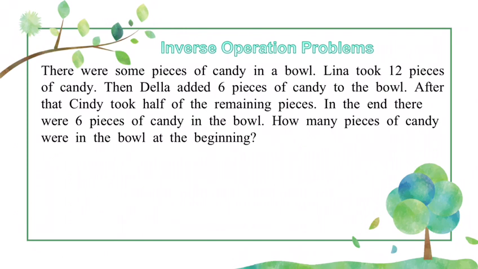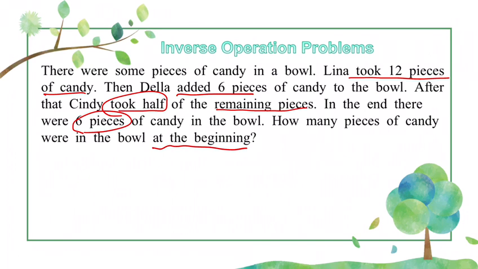There were some pieces of candy in a bowl. Lina took 12 pieces of candy, and then another guy added 6 pieces of candy to the bowl. Okay, add 6, took 12 pieces of candy away, and after that, Cindy took half of the remaining pieces. In the end, there were 6 pieces of candy in the bowl. So how many pieces of candy were in the bowl at the beginning? You need to find the value at the beginning.